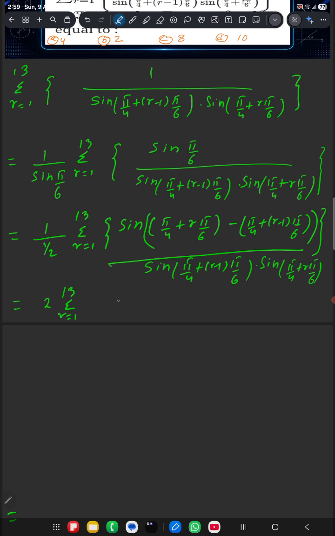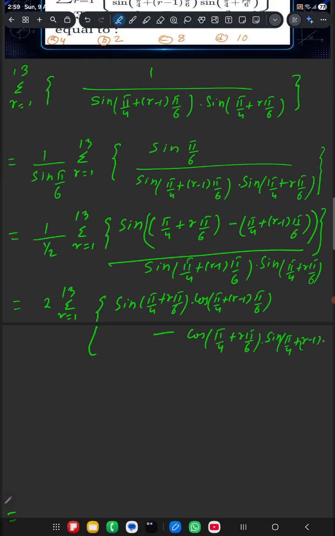And this 1 by half will give you twice. Summation r equal to 1 to 13, and here I will write: sine of a, meaning pi by 4 plus r pi by 6, into cos of b, pi by 4 plus (r minus 1) pi by 6, minus cos of a, pi by 4 plus r pi by 6, into sine of b, pi by 4 plus (r minus 1) pi by 6, bracket closed, and the second bracket also closed, and denominator is sine of pi by 4 plus (r minus 1) pi by 6 into sine of pi by 4 plus r pi by 6.